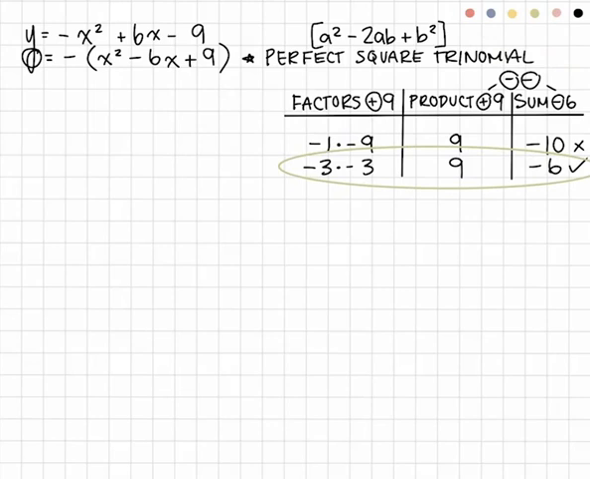Okay, so I've got my two factors here. All right, so we've got 0 equals -x squared, and I break apart that middle term, minus 3x, minus 3x plus 9.